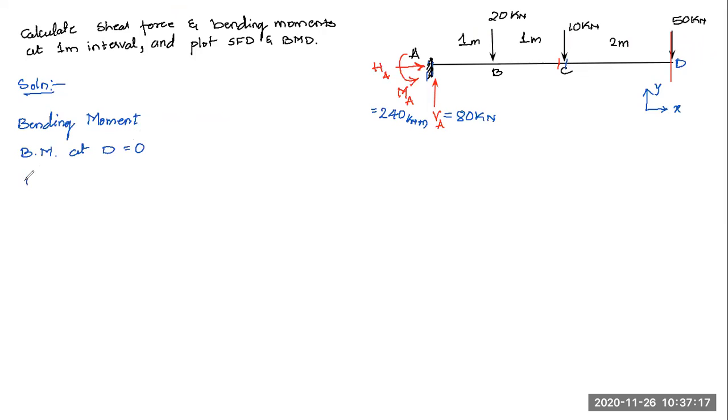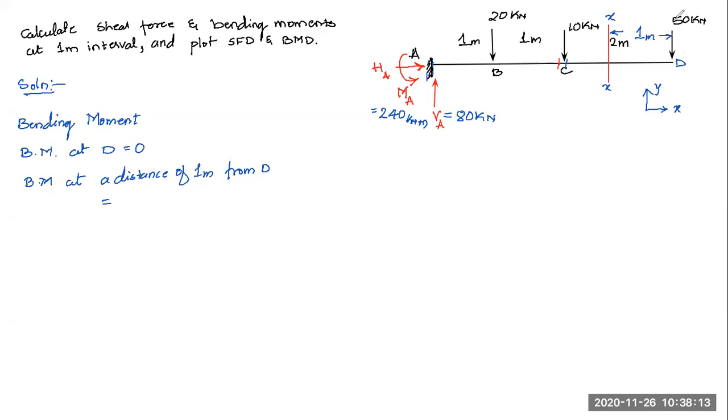Now bending moment at a distance of 1 meter from D. This section which was at D, now we'll bring it to a distance of 1 meter because I have my interval of 1 meter. I have to calculate the bending moment or shear force at every 1 meter interval. So now I'll place it at a distance of 1 meter over here. So this distance is 1 meter from point D. I'm moving from D to A. This is my section over here.